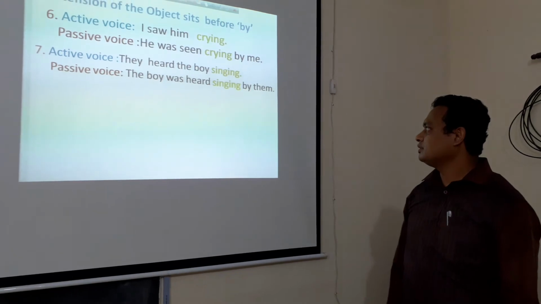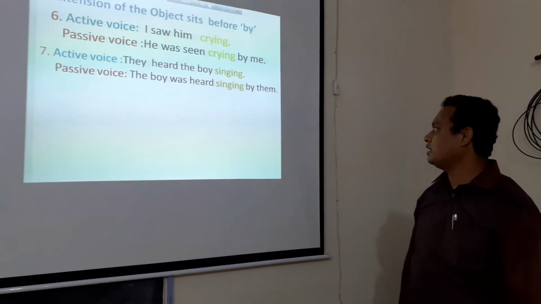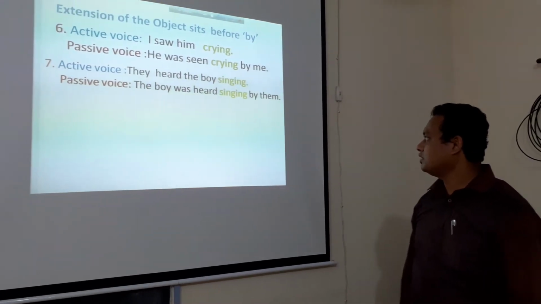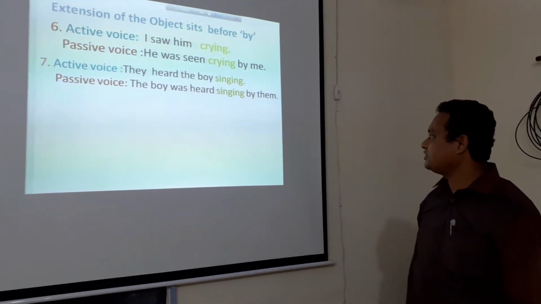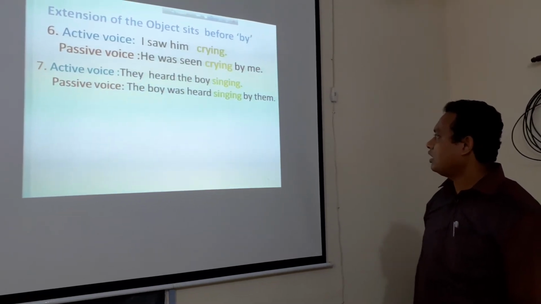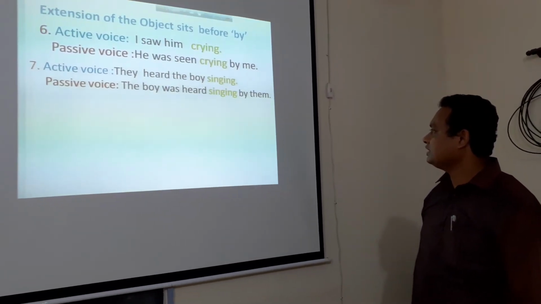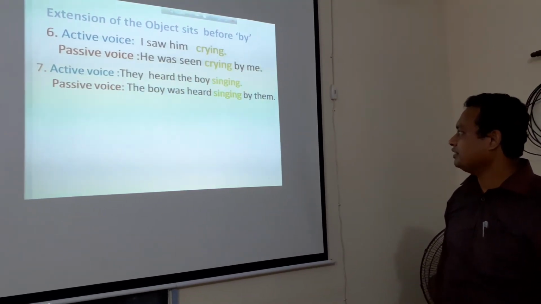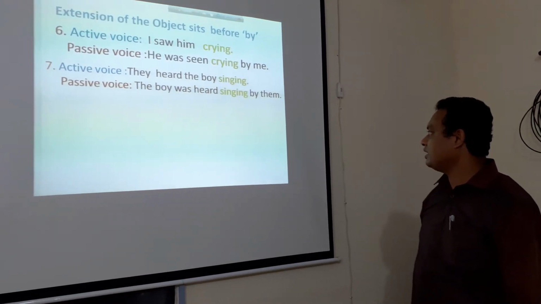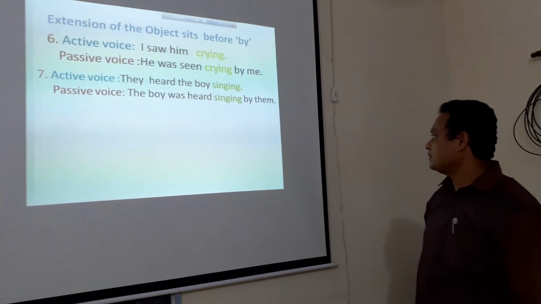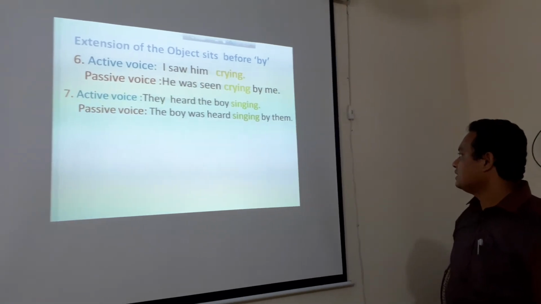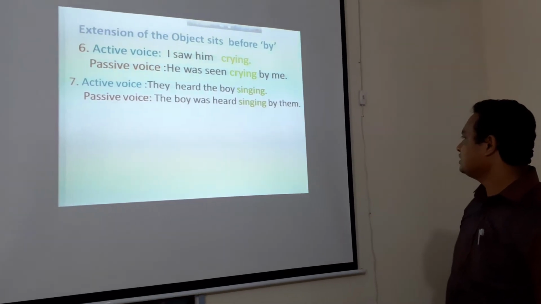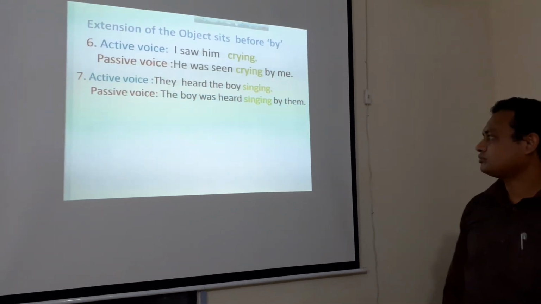Another example: they heard the voice singing. In the passive sentence, the voice is the object of the active sentence. It turns into the subject. The voice, was as auxiliary verb, heard main verb, and then the extension singing, by them.